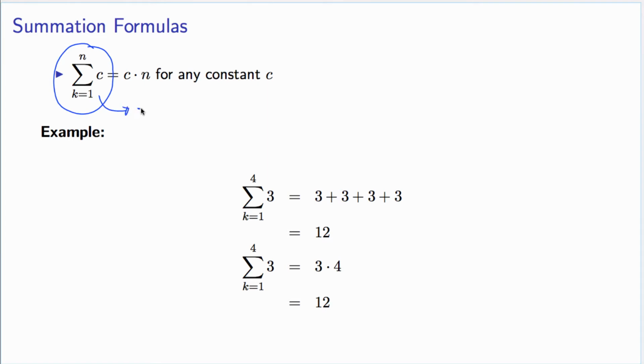So the sum from k equals 1 to n of c, remember from our sigma notation, just means c plus c plus c plus c for k equals 1, 2, 3, 4, etc. And we stop when we hit k equals n. So here we have n terms in this sum, or n c's, so this just becomes c times n. So the sum from k equals 1 to n of a constant is just that constant times n.